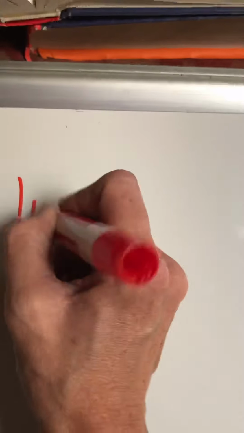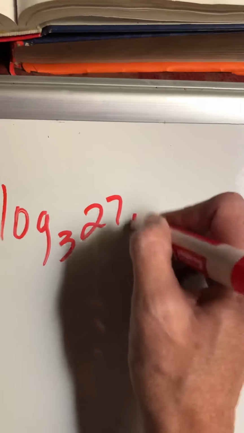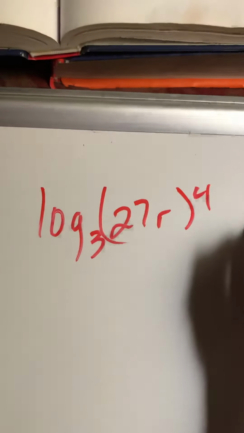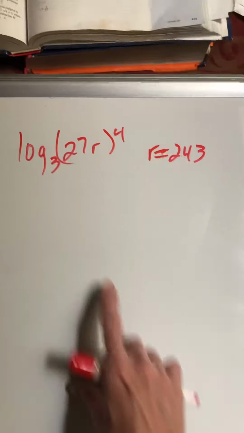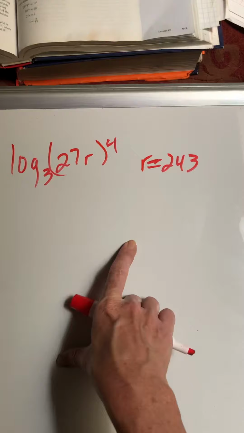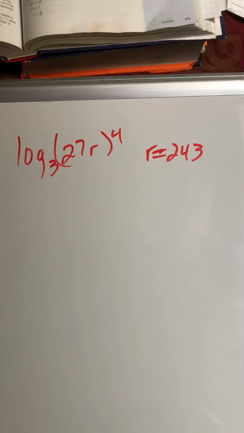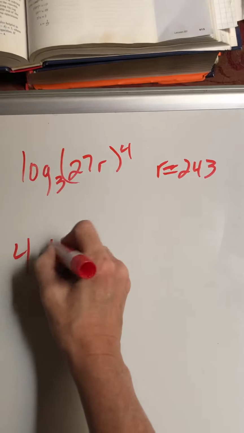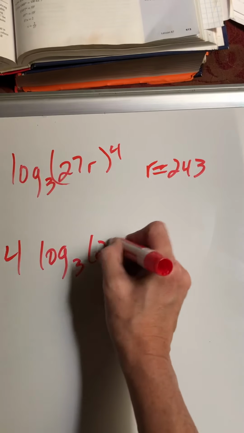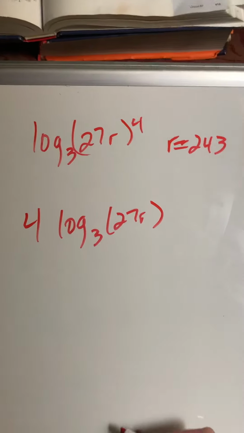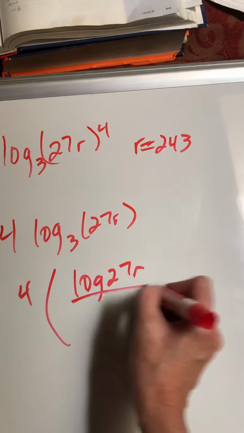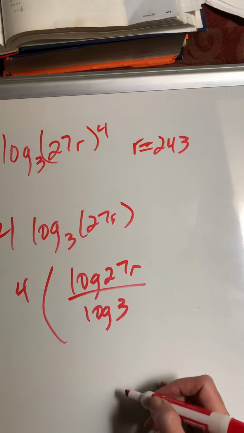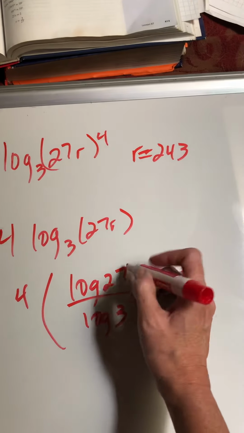Let's look at another one. We've got log base 3 of 27r all to the 4th. We want to evaluate when r is 243. Now, if this was base 10, or if this base wasn't here, we could just type it in the calculator. But the 4 has to be in front. You have to move that exponent. It can't stay where it is, okay? So we move the 4. Then we can do the change of base formula, log 27r over log 3. And then for r, we can just plug in the 243 right here.